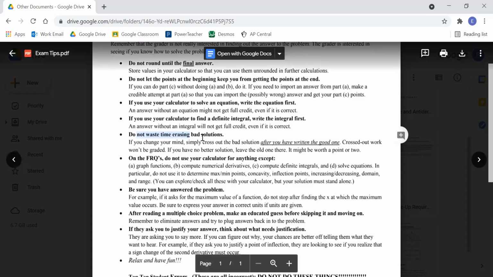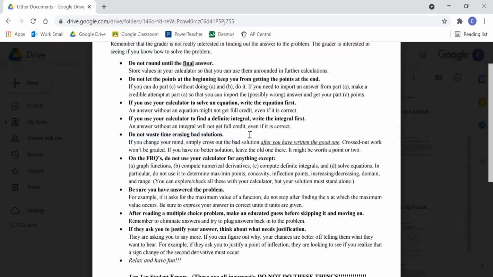This one here, don't waste time erasing bad solutions. This is good. So if you do part A and you think it's bad, and you want to move on to part B and C because you know how to do those and you're not sure how to fix A, great. Don't erase part A. Just do part B, do part C. When you have time to come back to part A, leave what you wrote for part A there. You're going to have lots of space. And then off to the side, try and do some better stuff for A.